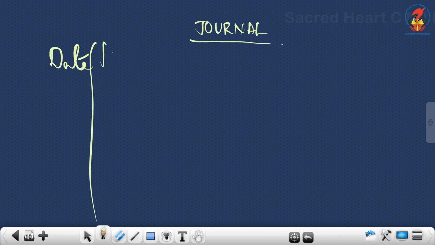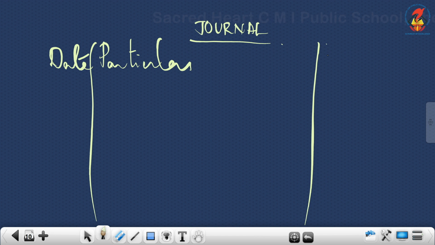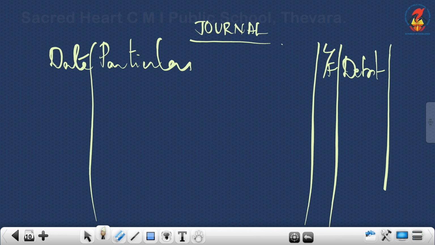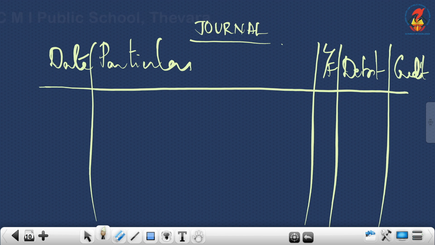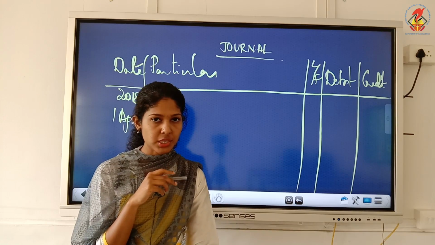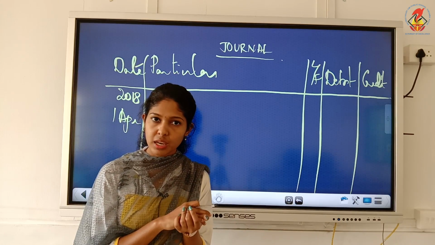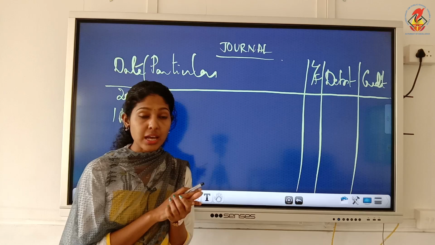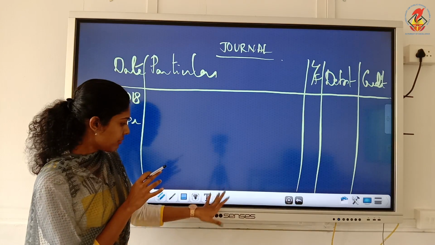Date column we need to have here because we have dates in this chapter to be written. Okay, so the issue date is 1st April 2018. And what is the issue entry? When you issue debentures, what are we getting? It will be bank account debit, and here it is a lump sum method.